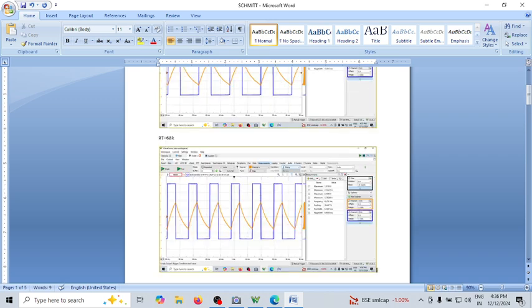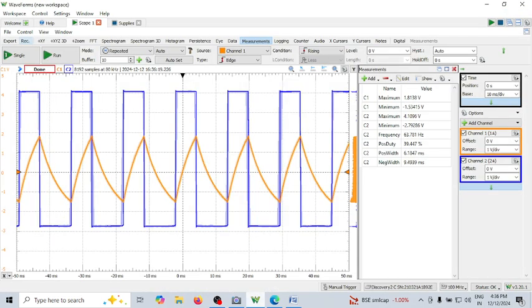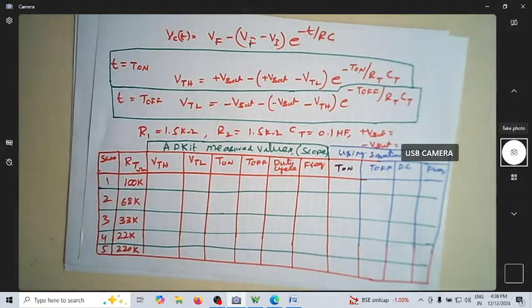So you know the corresponding values of VTH, VTL and all those things. Let me again come back here. Let me set it for the third value that I'm supposed to keep, which happens to be 33 kilo ohm. So it is now 30. This is 0, 1, 2, 3, 30, and this is 1, 2, 3. So this is 33 kilo ohm.